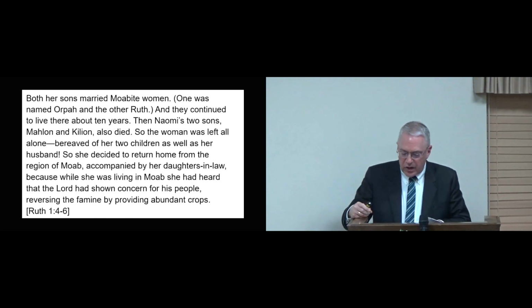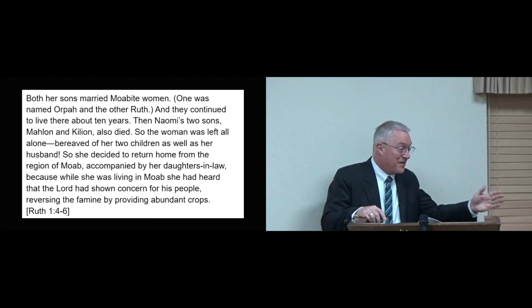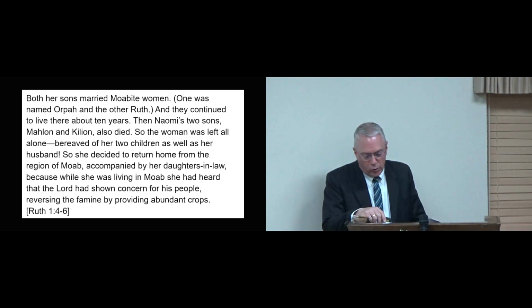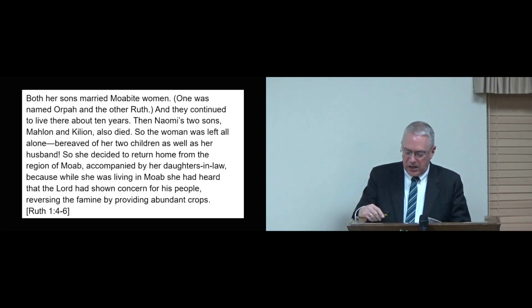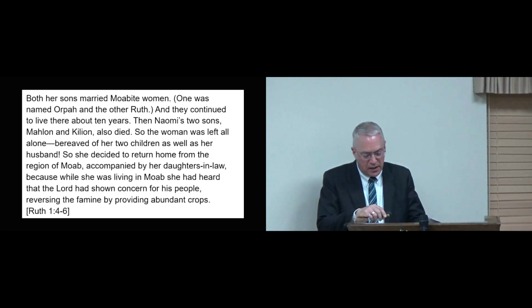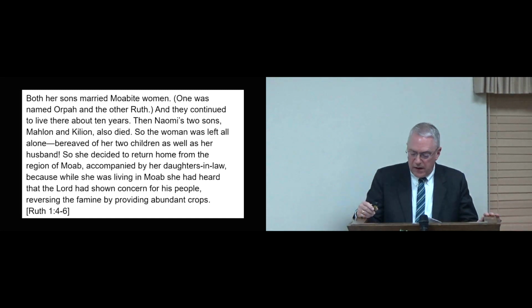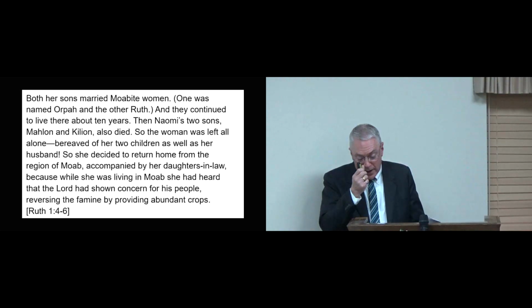Continuing, both her sons married Moabite women. Again, what do you expect? They're living in Moab. One was named Orpah, the other Ruth. They continued to live there about 10 years. Then Naomi's 2 sons, Mahlon and Chilion, also died. So the woman was left all alone, bereaved of her 2 children as well as her husband.